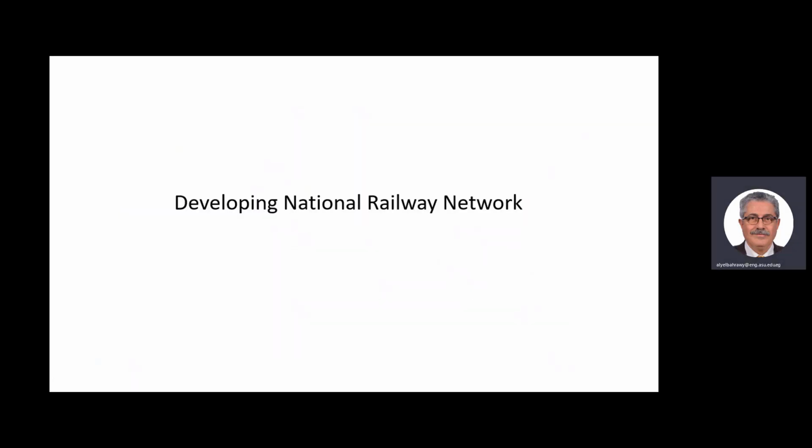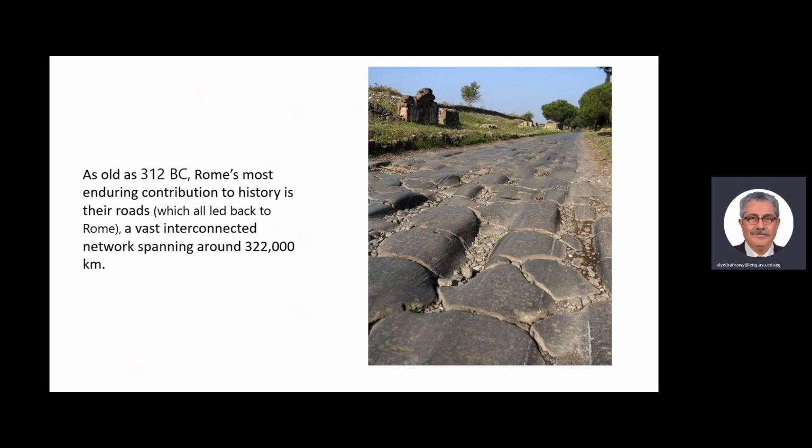Speaking of transportation, we go from means of transportation inside the new capital to the developing national railway network, another promising project in Egypt, and its importance comes from this slide here. It's as old as 312 BC. Rome's most enduring contribution to history is their roads, which all led back to Rome, as they say. A vast interconnected network spanning around 322,000 kilometers. This shows that these transportation means are the development arteries of all the projects, whatever they are.